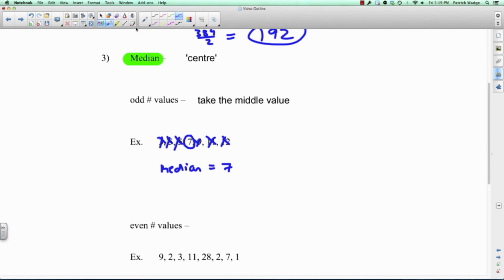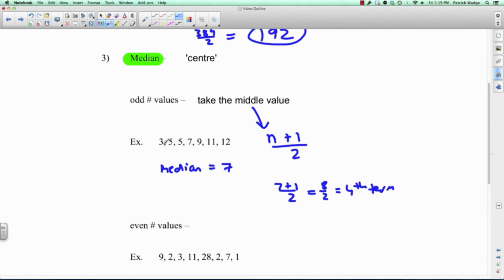If you don't want to do it that way, and especially if you have tons of data points and you don't want to work through it like that, there's also a little formula you can use, and the formula for the middle value is n plus 1 divided by 2. So for example, we had 7 values, so 7 plus 1 divided by 2 equals 8 over 2 equals 4, the fourth term is my middle one. So 1, 2, 3, 4, there you go, it's 7.